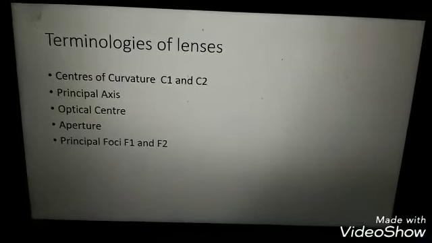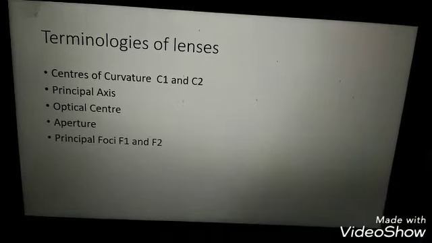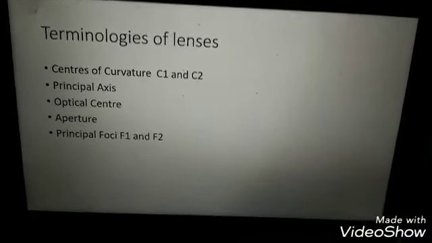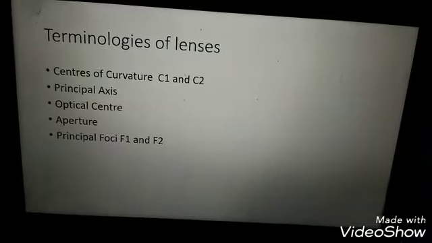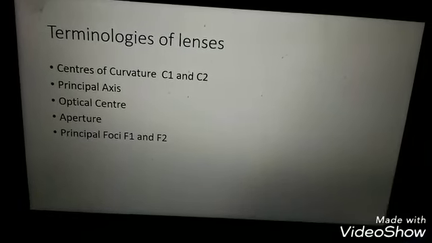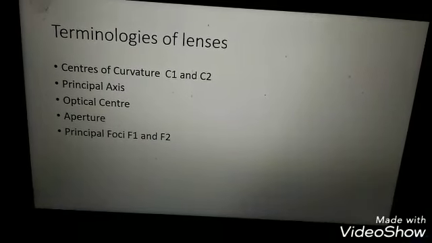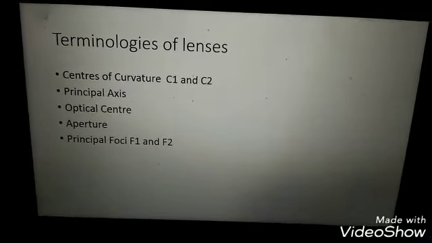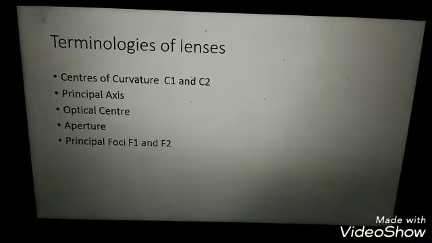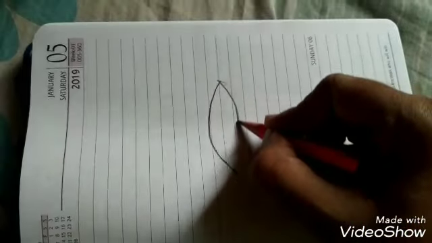The next one is the terminologies which are used in lenses and all the problems altogether. You already know about centers of curvature, principal axis, and then optical center, which is a new one for you for lens, aperture and principal focus. We shall see in a proper diagrammatic way how these things are represented. First we'll see for a convex lens. A convex lens has a thicker center and thinner edges. So I have drawn a convex lens.